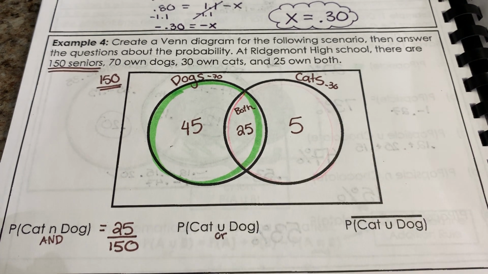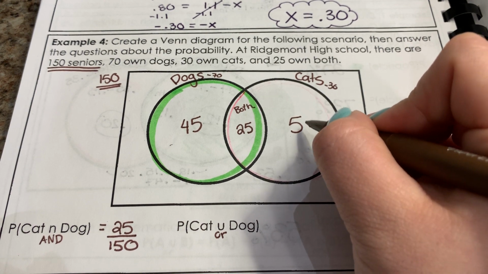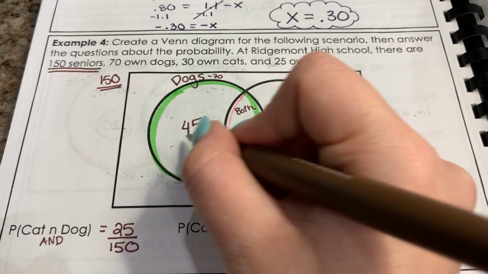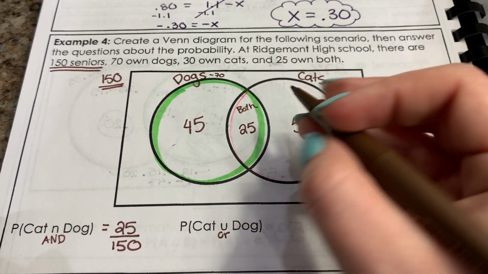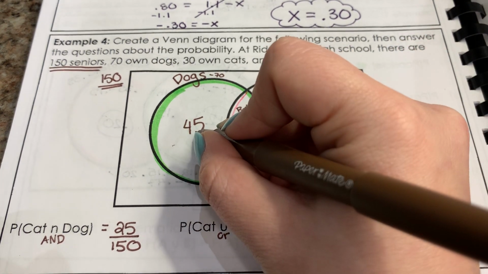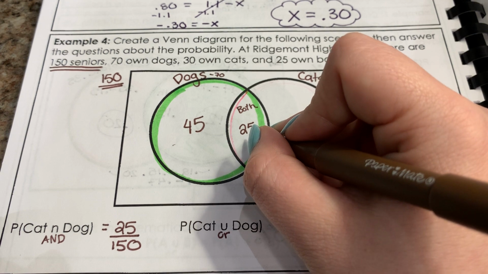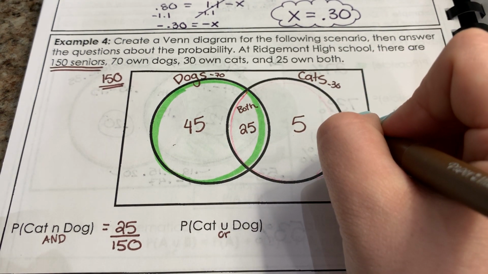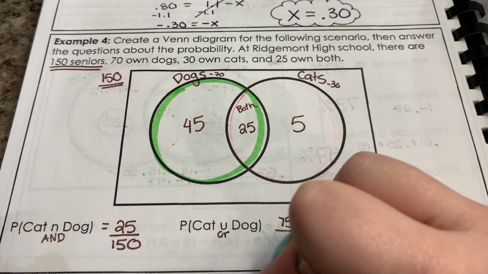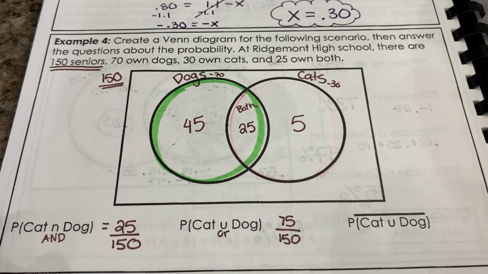Okay? Now we have the probability of cat or dog. Remember, the union means or. So that's the probability of cat, plus the probability of dog, plus the probability of both. So that's all of these numbers added together. It's okay to be cat, which is 5. It's okay to be dog, which is 45. And it's okay to be both, which is 25. So we're going to add 5 plus 45 plus 25. We're going to get 75. But again, probability is not just that number. It's over the total.